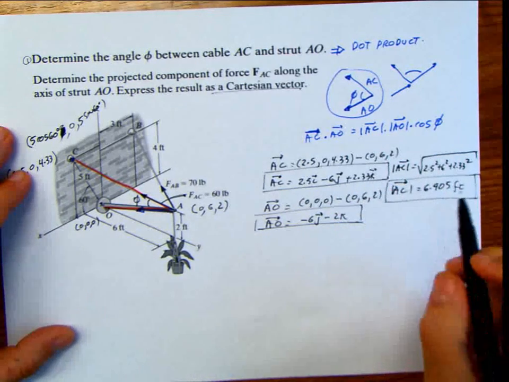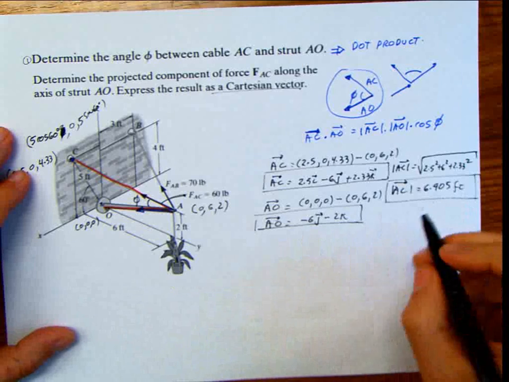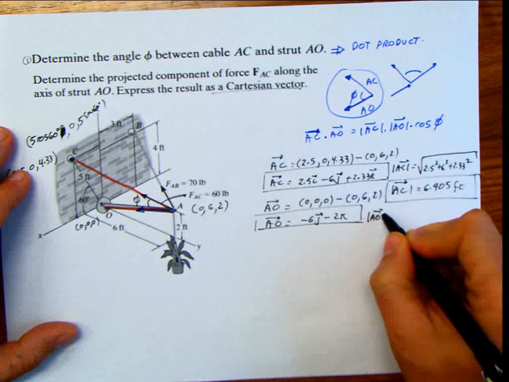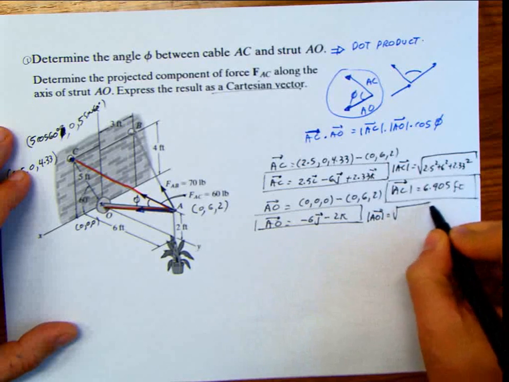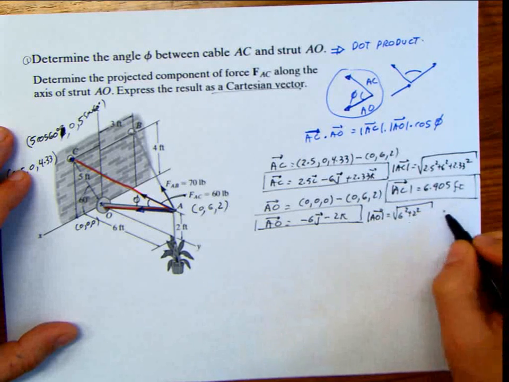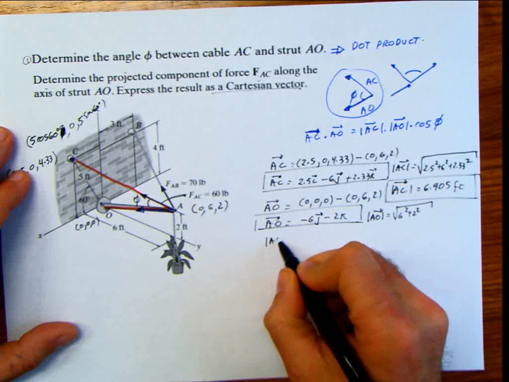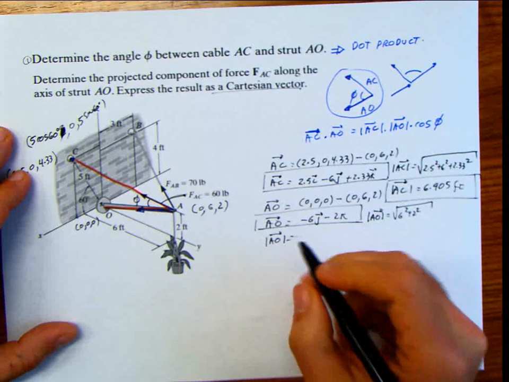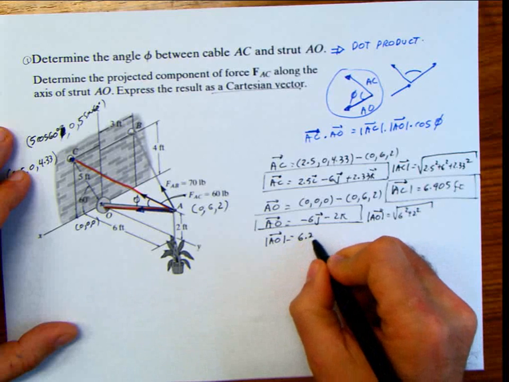Same thing with this. This is a vector, but the unit should be feet for that vector. Now, for the vector AO, same thing. The magnitude of the vector AO is the square root of 6 squared plus 2 squared, which is the square root of 40, which gives us the magnitude for AO of 6.32 feet.